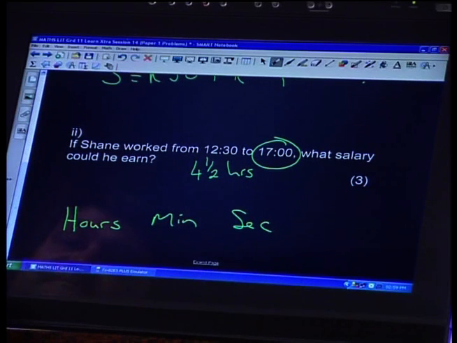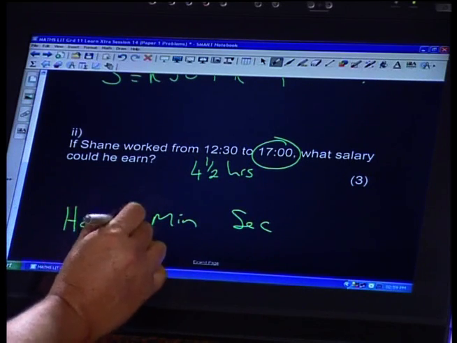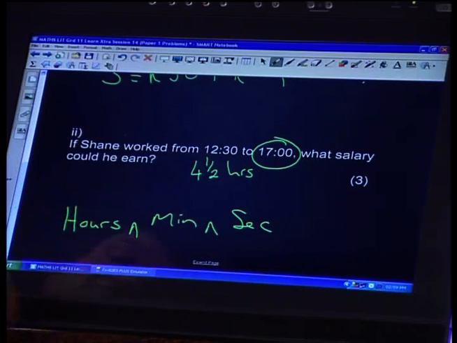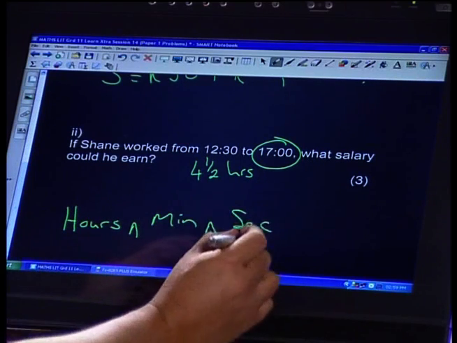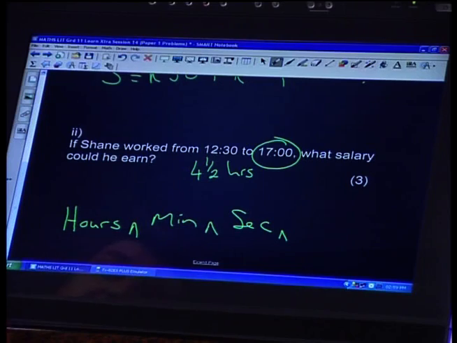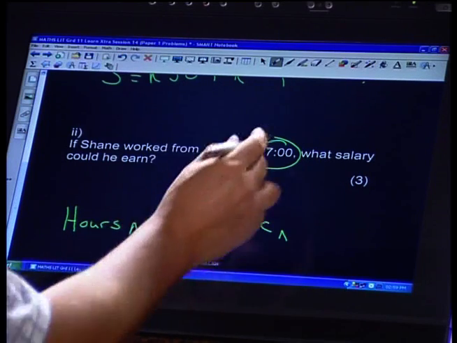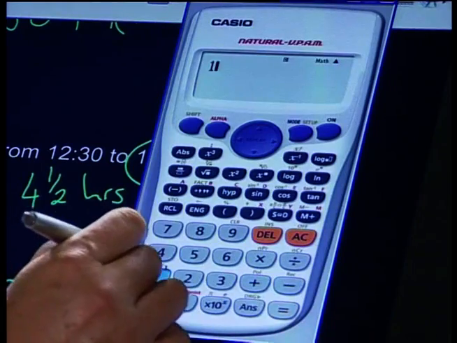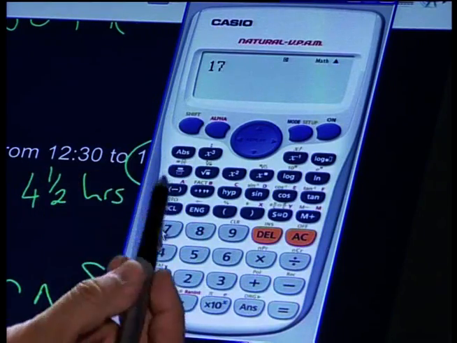After typing in the hours, I push my time button. After typing in the minutes, I push my time button. And after typing in the seconds, I push my time button. What do I mean by that? Let's have a look. I've got 1700 hours. So I'm going to say 17, now this button over here.